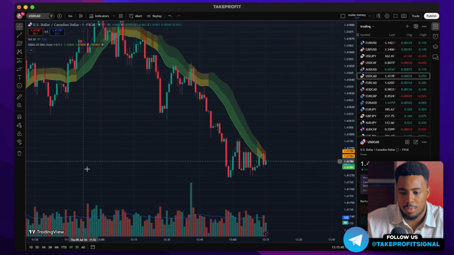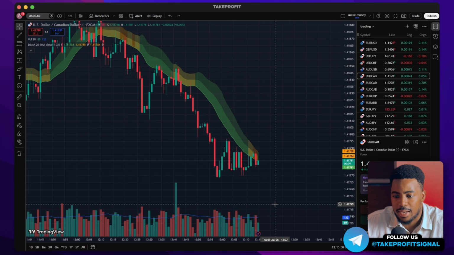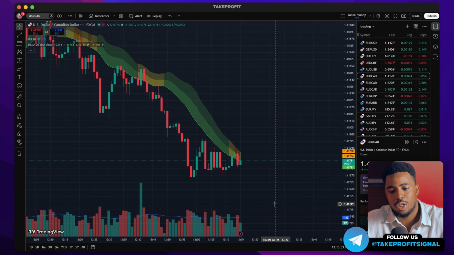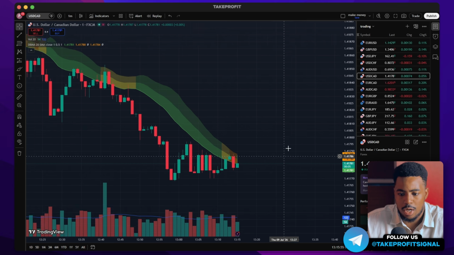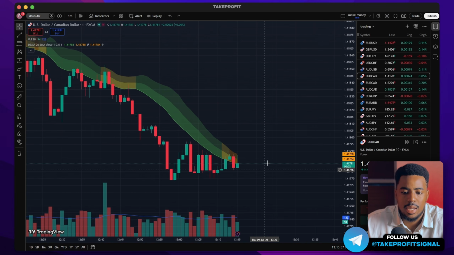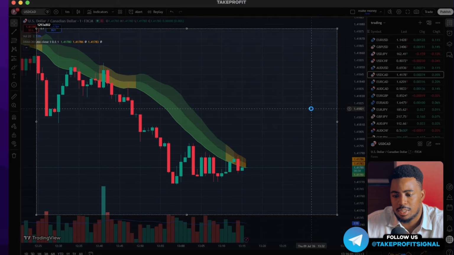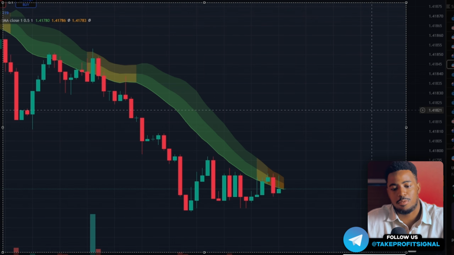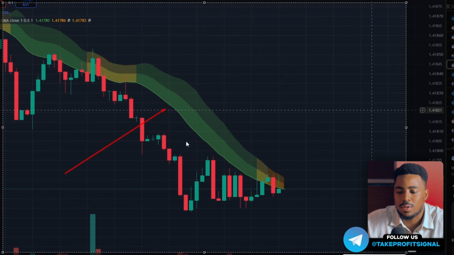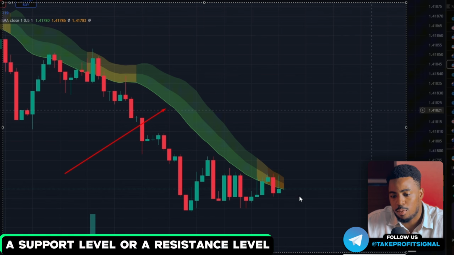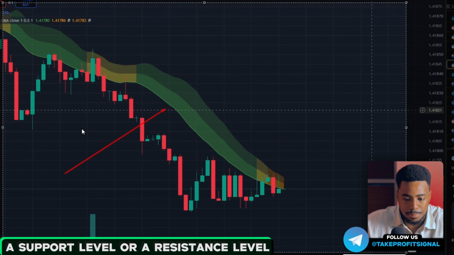So I found a good situation with the currency pair USD/CAD. I will open a trade here going down. Let's start explaining the indicator. This indicator we are using is trend-based. It helps us determine the trend in the form of a line that appears either above or below the chart. It tracks almost every price movement, and based on that draws a certain level that serves as either a support level or a resistance level for us.